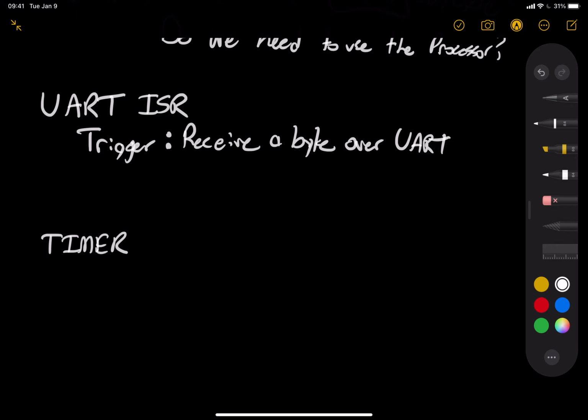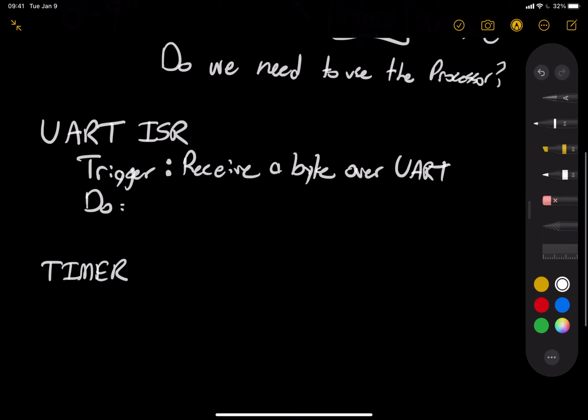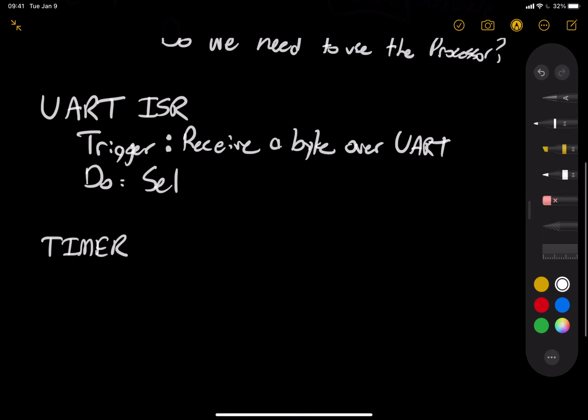This sort of sets up our UART interrupt service routine. Whenever we receive a byte over UART, we want to trigger the routine. What do we want to actually do? Well, in this case, we want to let it control the duty cycle of the LED, right? So set duty cycle.